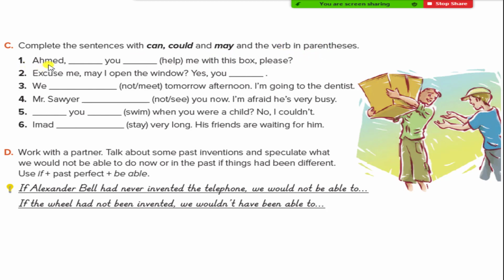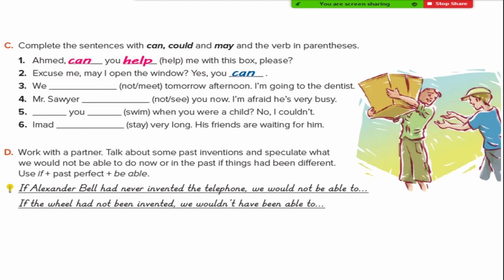Complete the sentences with can, could, and may, and the verb in parentheses. Number 1. Ahmed, you, the verb help, correct it if it needs to be corrected. Ahmed, can you help me with this box, please? Very good. Thank you, Anas. Number 2. Excuse me. May I open the window? Yes, you can. Very good, Ayman. Yes, you can or yes, you may.